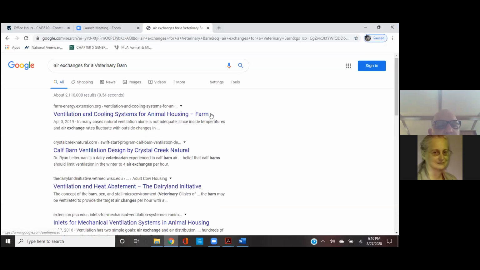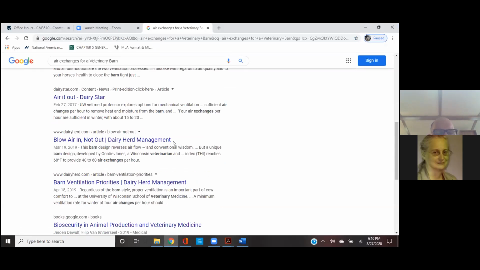That one. It's a calf barn. Dairy Star, right here. Oh, 4 air exchanges per hour are sufficient in the winter. 4. It's even worse. Really bad. Yeah, that's a lot.